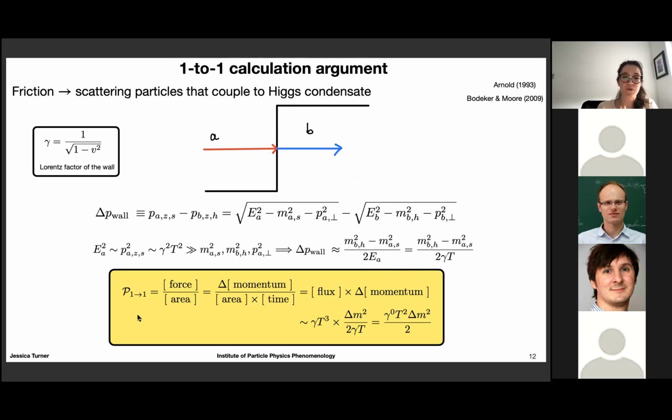So very heuristically, the pressure is just the force over the area, which is just the change in momentum over the area times the time, which is just the flux times the change in momentum. So we just did this quick calculation to find the change in momentum. Then we just need to determine the flux. So in the rest frame of the wall, so the wall's stationary, the particles are coming in extremely fast with a large boost in the z direction. So normally the flux would go like T cubed, but because the particles are coming in very fast in the z direction, there's a Lorentz contraction in the z direction, so the flux is gamma T cubed. So putting the flux together with the change in momentum, we find that the gamma factor or the Lorentz factor of the wall gets cancelled, and the resultant pressure from this one-to-one interaction is simply gamma naught T squared delta m squared over 2. So I know gamma to the naught is 1. I'm just doing a little bit of power counting.